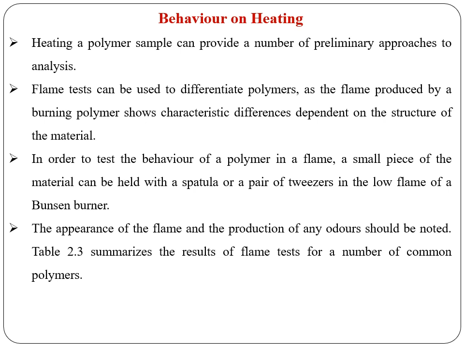Heating a polymer sample can provide a number of preliminary approaches to the analysis. The flame tests can be used to differentiate polymers as the flame produced by a burning polymer shows characteristic differences dependent on the structure of the material. In order to test the behavior of a polymer in a flame, a small piece of material can be held with a spatula or a pair of tweezers in the low flame of a Bunsen burner. The appearance of the flame and the production of any odor should be noted.